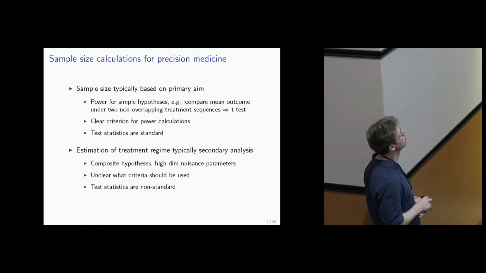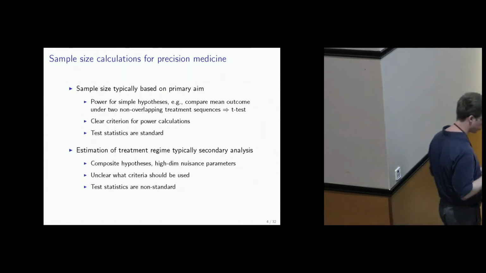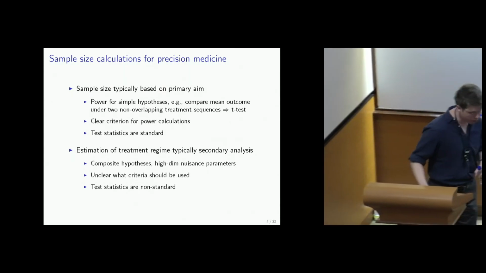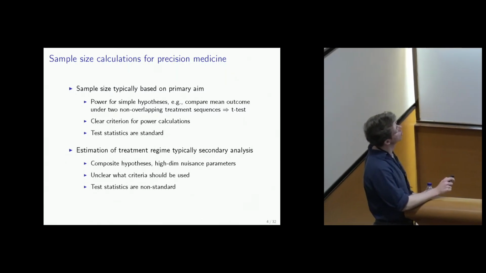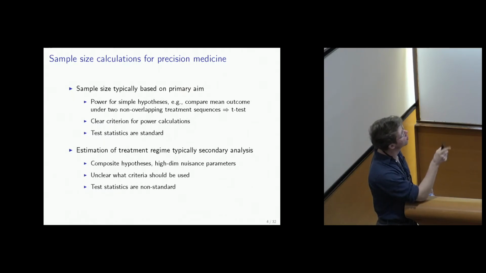Okay, so sample size calculations for these sorts of trials are typically done as follows. You power for simple comparisons of means. So, for instance, if I have binary treatments at each stage, I might compare the sequence 0, 1 to 1, 0. And that doesn't pose any problems as far as inference or power calculations are concerned. We can just use nice old t-tests for that.